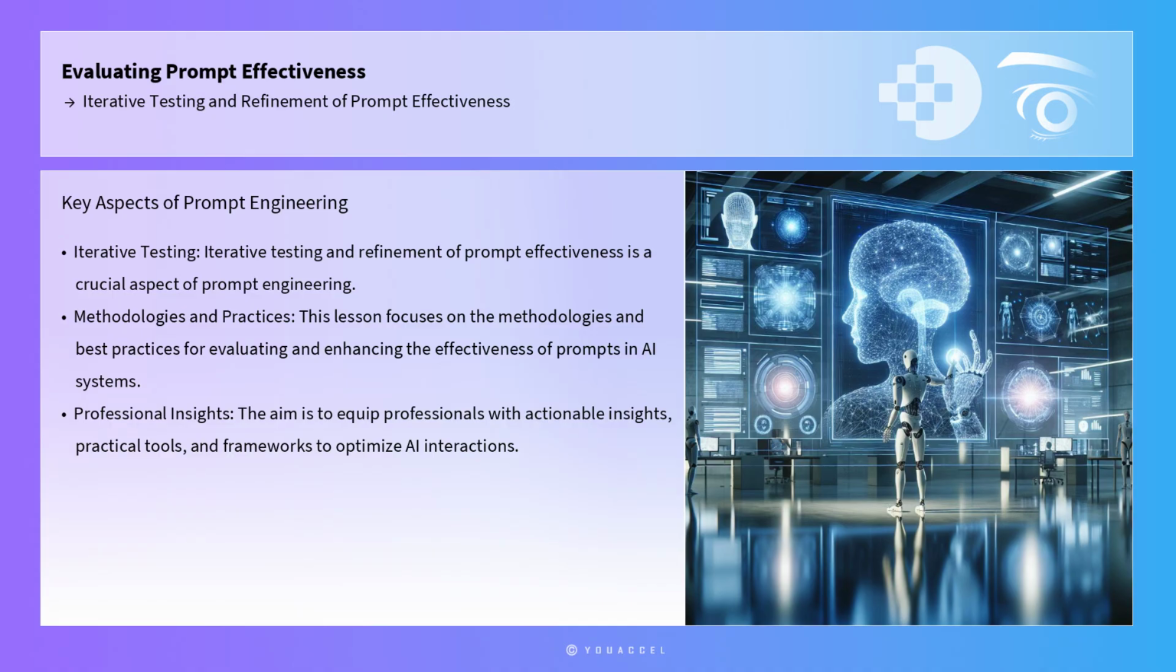Iterative testing and refinement of prompt effectiveness is a crucial aspect of prompt engineering, particularly as artificial intelligence and machine learning models become more integrated into various sectors. This lesson focuses on the methodologies and best practices for evaluating and enhancing the effectiveness of prompts in AI systems. The aim is to equip professionals with actionable insights, practical tools, and frameworks to optimize AI interactions, thereby improving the overall quality and reliability of AI outputs.